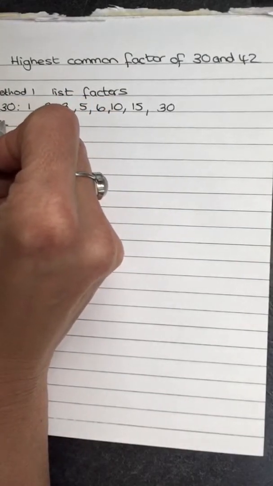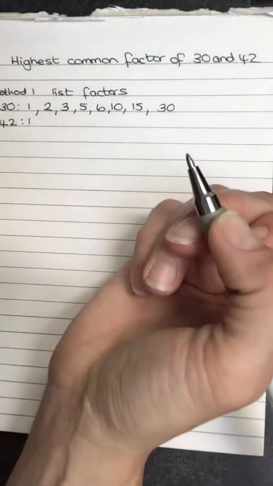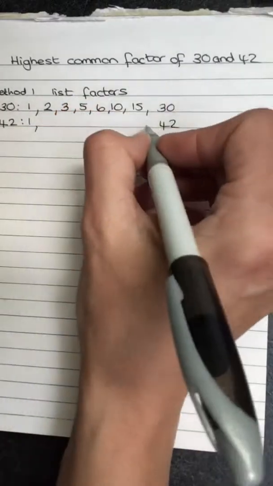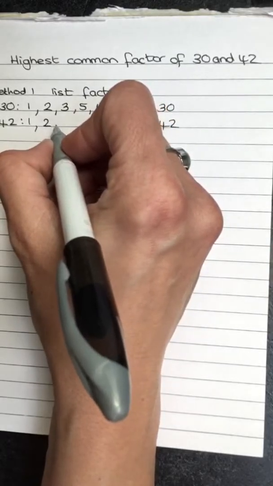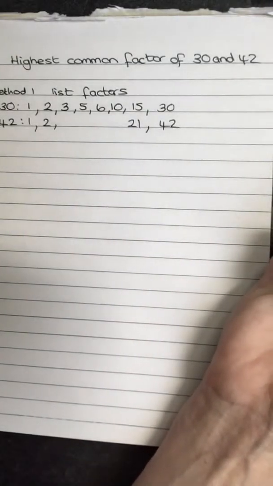Then I start with the number 42, and 1 is always a factor, and the number itself, so start there. It's an even number, so I know that 2 can be divided into 42. So we have 2 and 21, because 2 times 21 is 42.